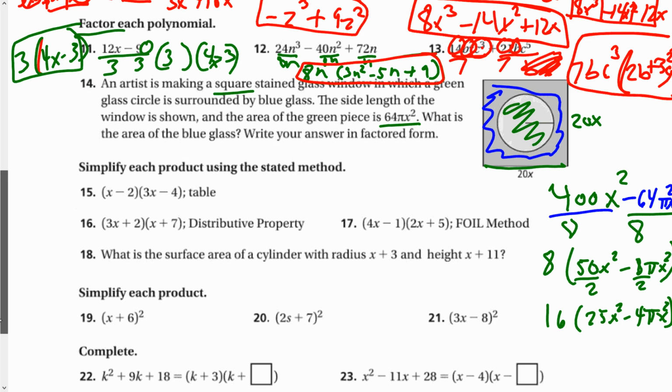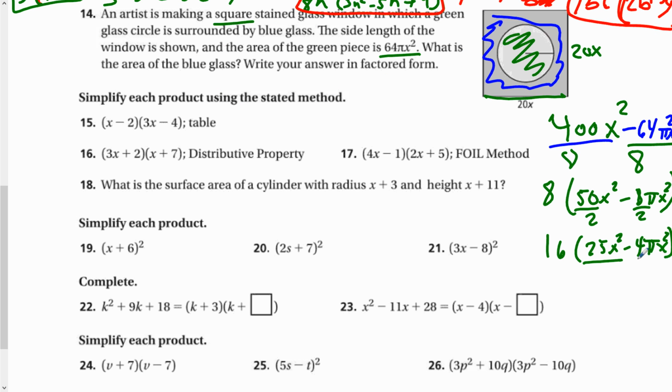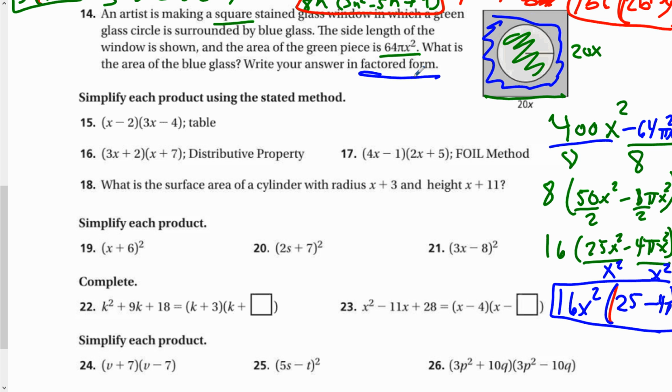Now, can I take out any more of the numbers? No, no more numbers. What about letters? I have an x squared here, and I have an x squared here, so I could take out an x squared along with that 16, and then I'm left with 25 minus 4 pi. And there would be my answer in factored form. That's what they asked for.